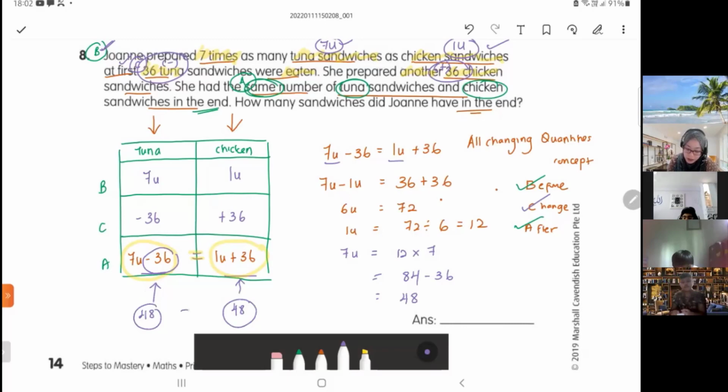So what you're going to do is you plus this together, becomes 96. That is your answer, 96. All right, so another way to do this is via your model. Via model, we're just going to draw here. So I have tuna and chicken.